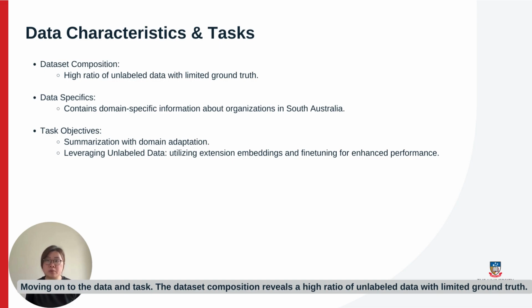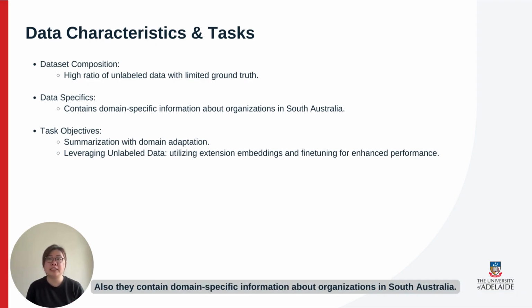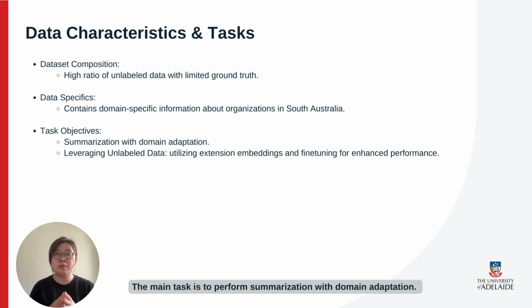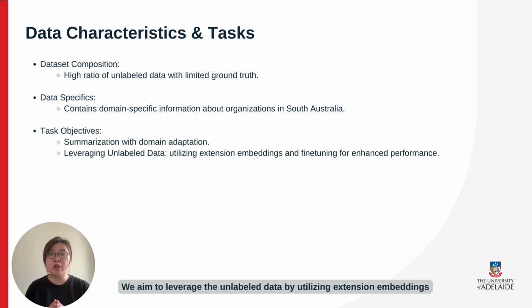The dataset composition reveals a high ratio of unlabeled data with limited ground truth. Also, they contain domain-specific information about organizations in South Australia. The main task is to perform summarization with domain adaptation. We aim to leverage the unlabeled data by utilizing extension embeddings and fine-tuning to enhance the performance of our summarization process.